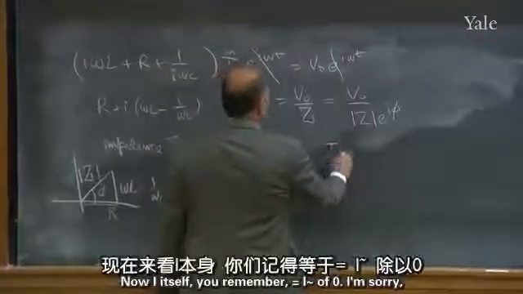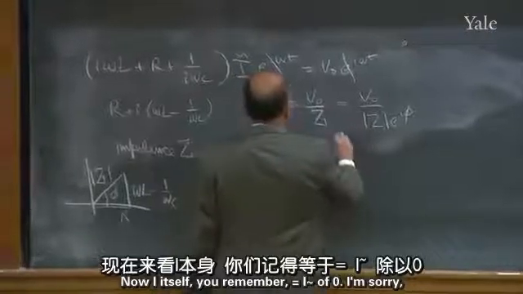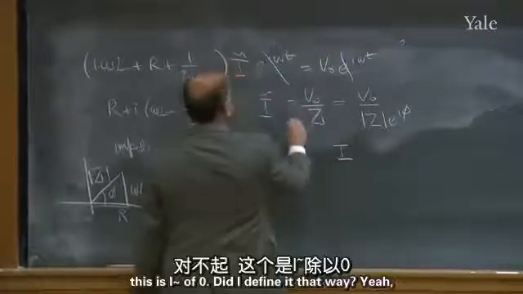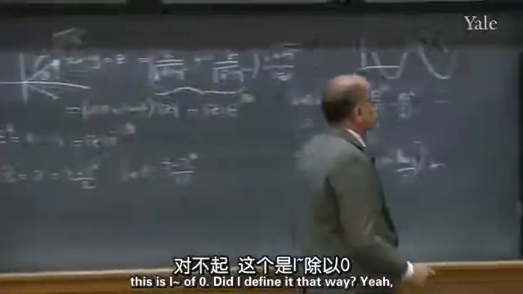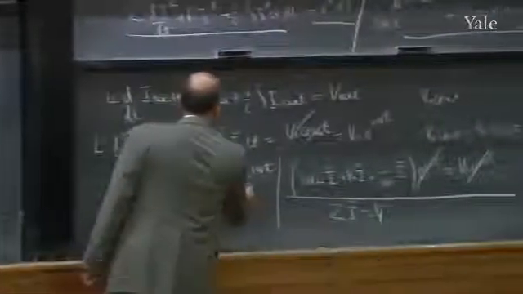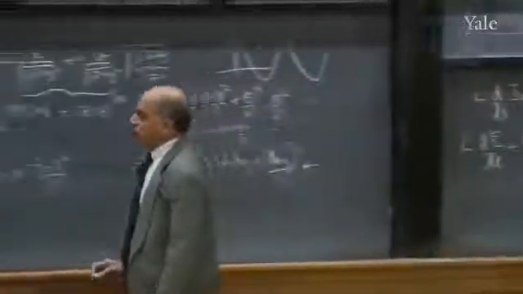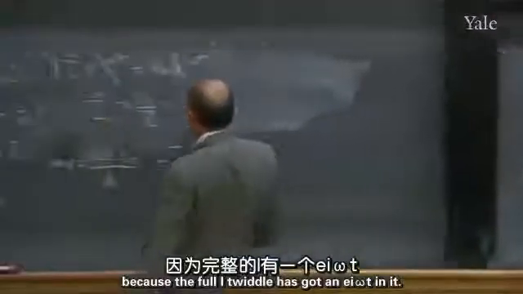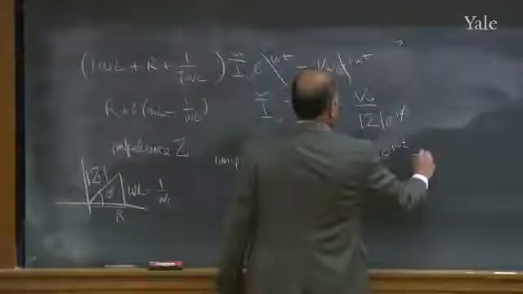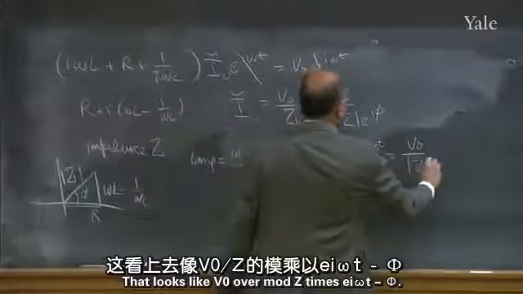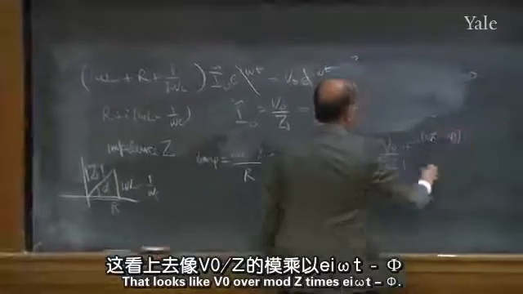Now I itself, you remember, is equal to the Ĩ of 0. I'm sorry, this is Ĩ of 0. Did I define it that way? Yeah, I should write it as Ĩ of 0, with a subscript 0 there, because the full Ĩ has an e^(iωt) in it. That looks like V0 over mod Z times e^(i(ωt − φ)).